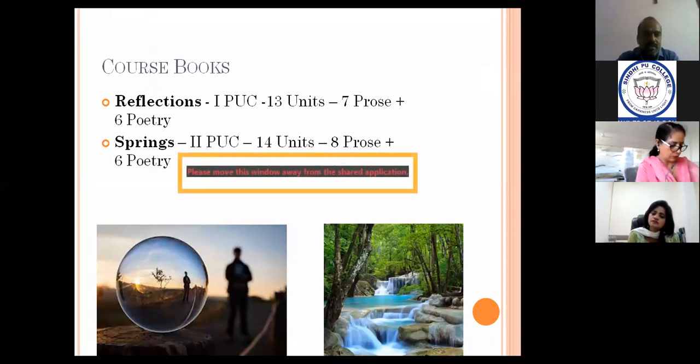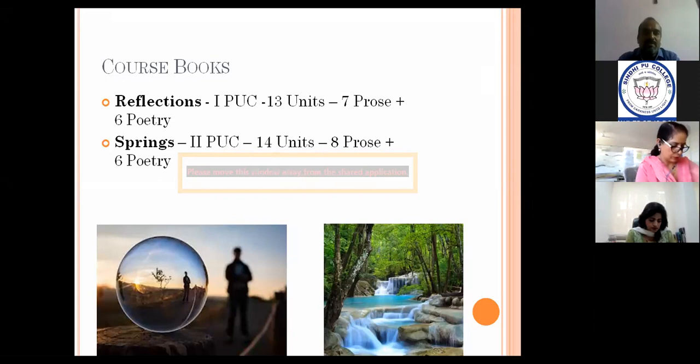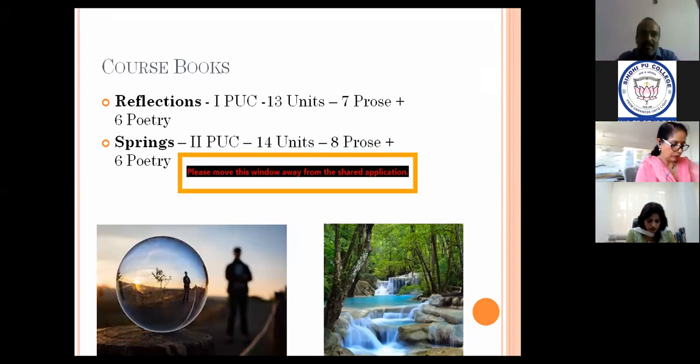First PUC, you had Reflections as the course book name, and second PUC, you have got Springs. They are very, very creative names you had for those books. Reflections simply means you have one reality and you have one society. Society is the reality, and how do you reflect your ideas, your thoughts with that of society? Like, how do you see society, and how do you understand the happenings there in the society, and how do you respond to it? All these things are reflected in the book Reflections.